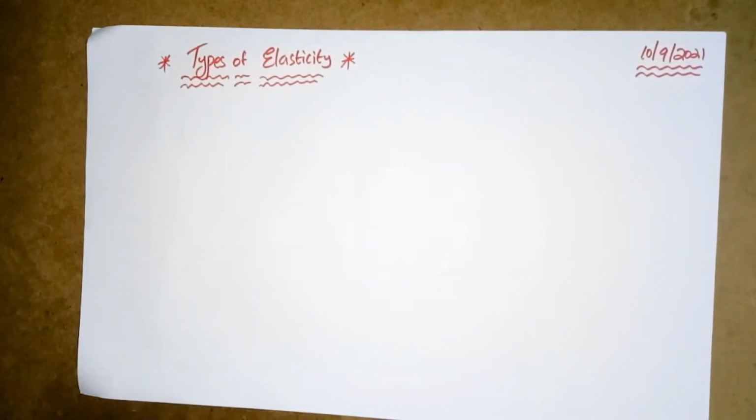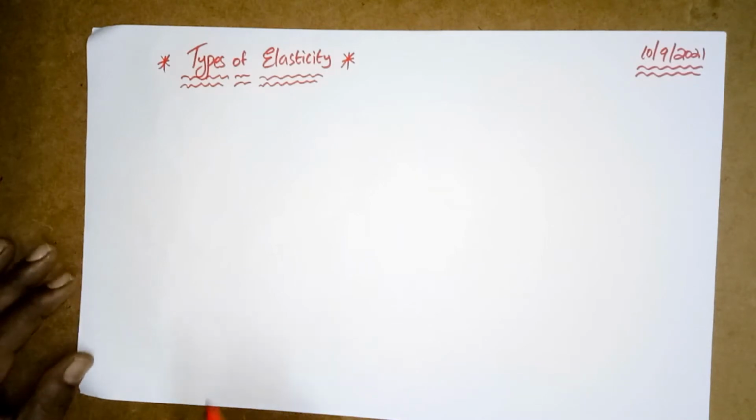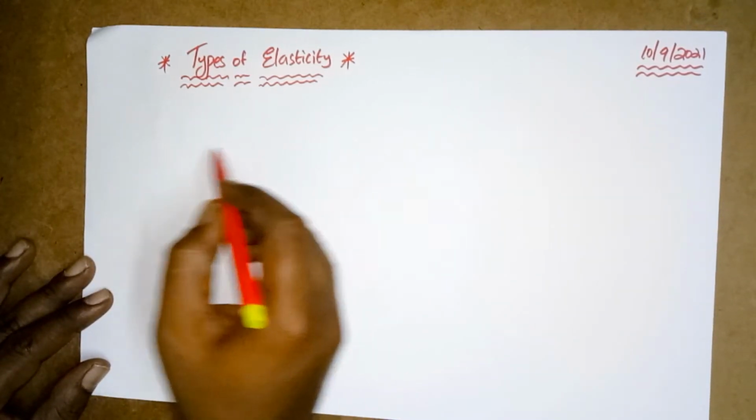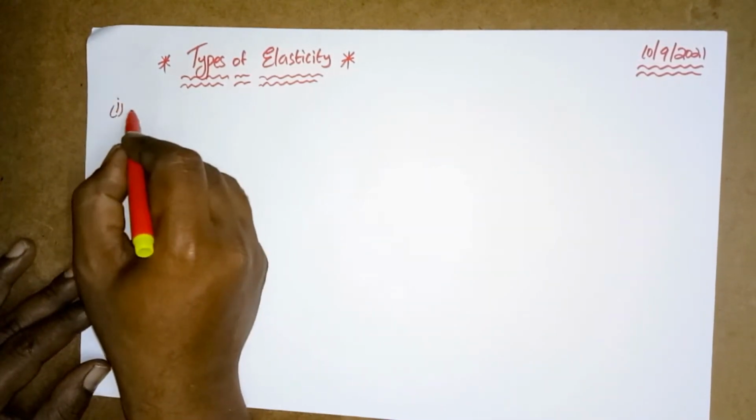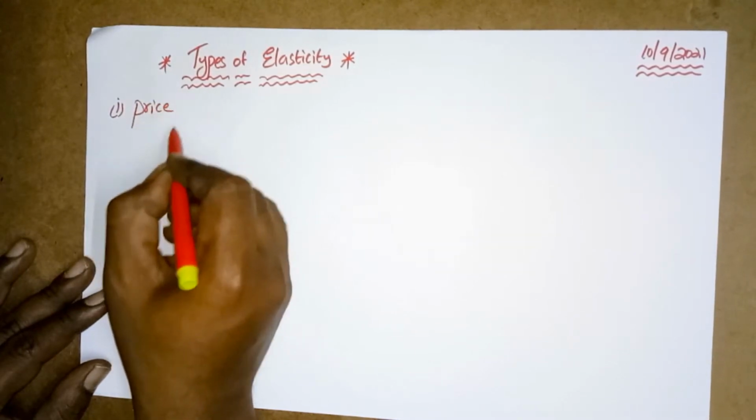Learning the subject is very important, as we know, and the way of presenting the subject is very important too. Whatever the subject is in our mind, we have to learn the skill to express it on paper. So, types of elasticity: we will start with the first one, price elasticity.